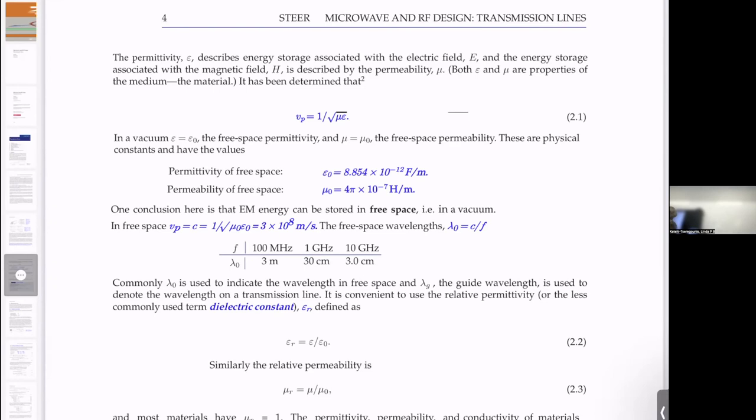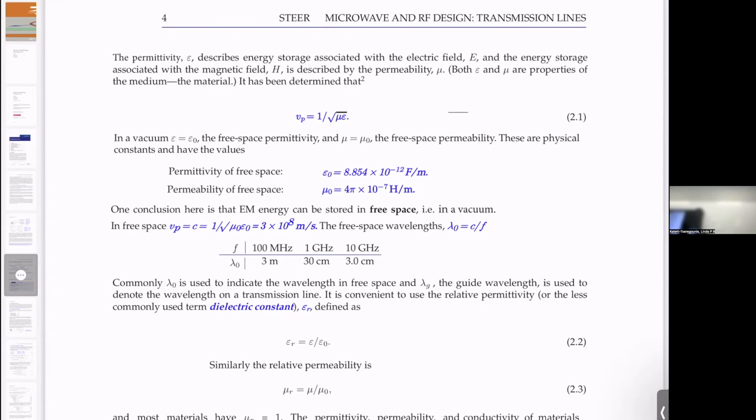So what happens when a wave is propagating inside a medium that has both epsilon and mu? For free space, if you put mu naught and epsilon naught, this becomes the velocity of light. If you put these two values for free space, epsilon naught and mu naught, then this gives the velocity of light.